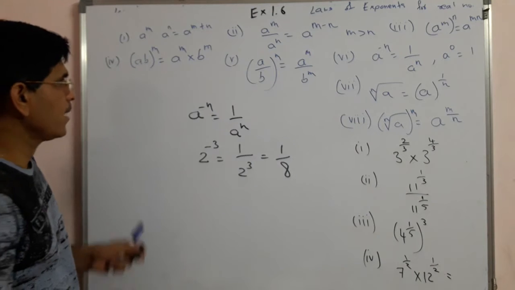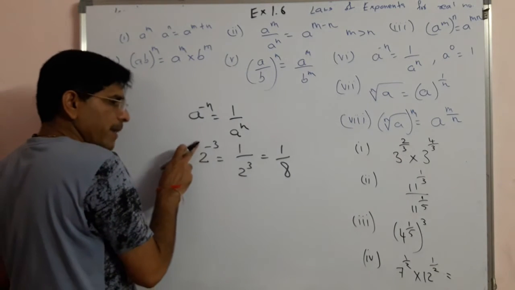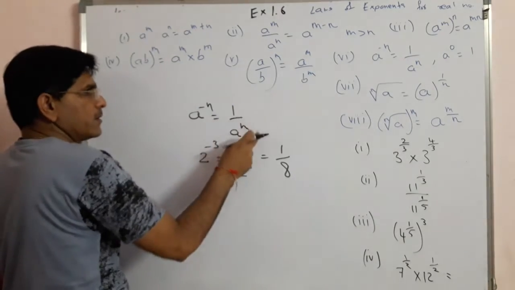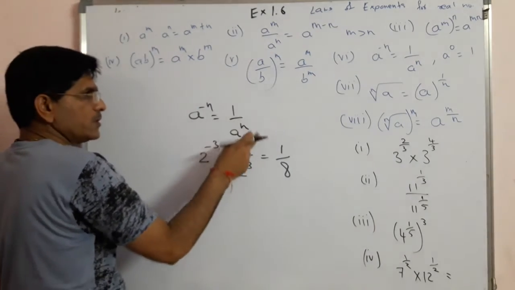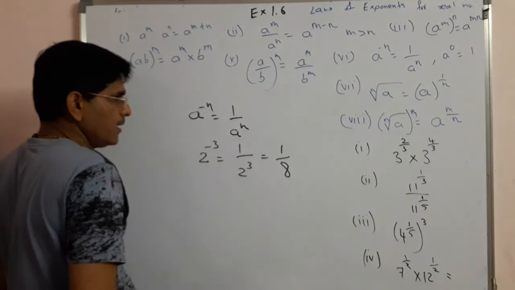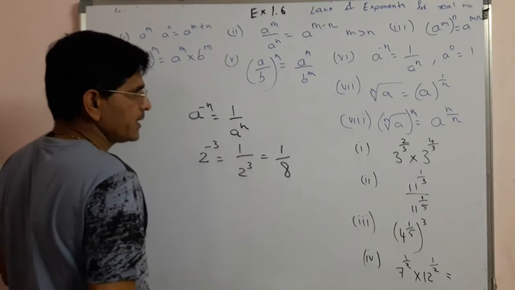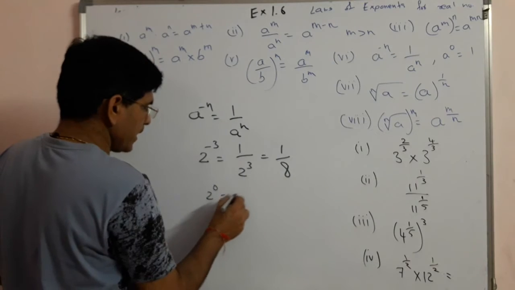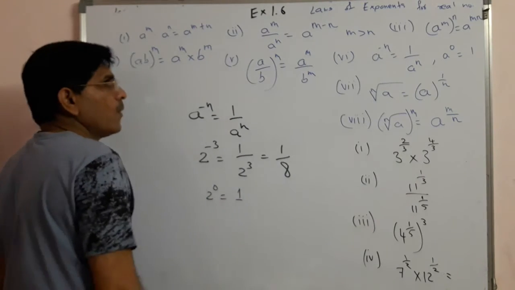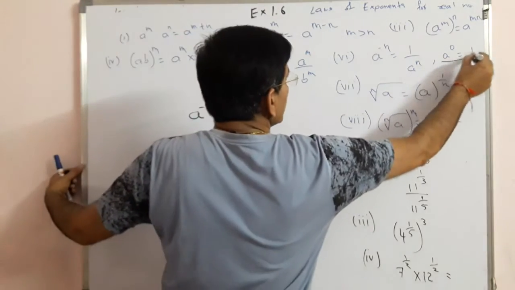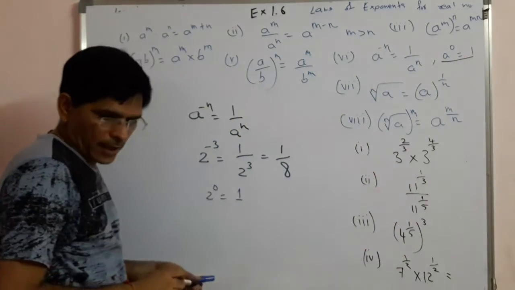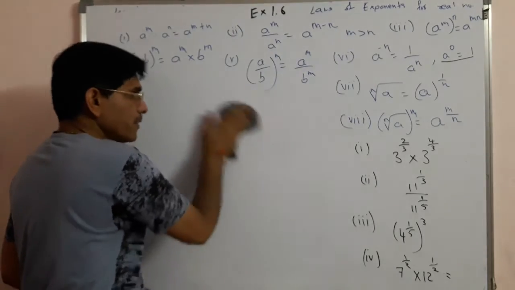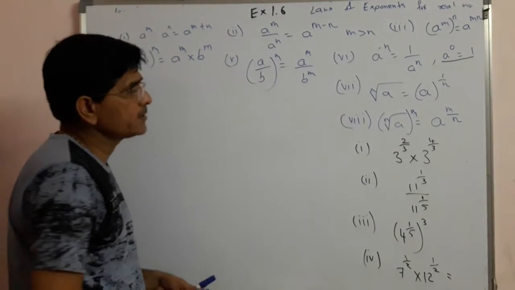So again, 2 to the power minus 3: to remove the negative sign you have to follow this rule, 1 upon a to the power n. 1 upon 2 to the power 3, that is 1 upon 8. Now 2 to the power 0, we will write the answer 1. Why? There is an identity that a to the power 0 is 1. So for any number whose power is 0, the answer is always 1.